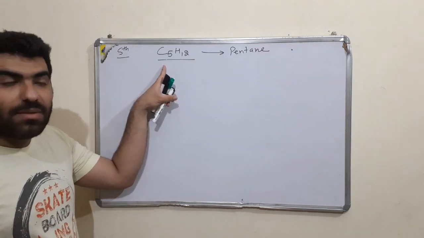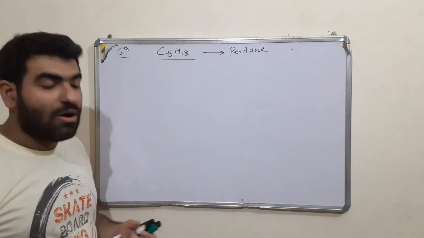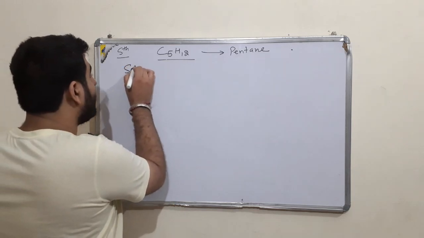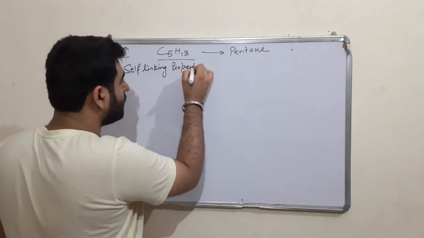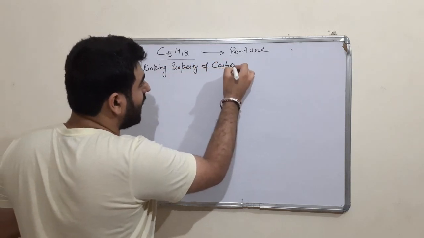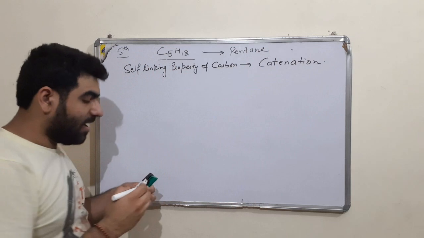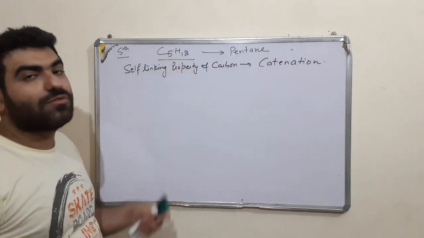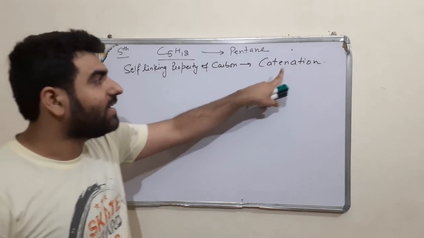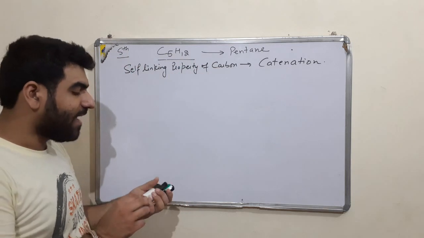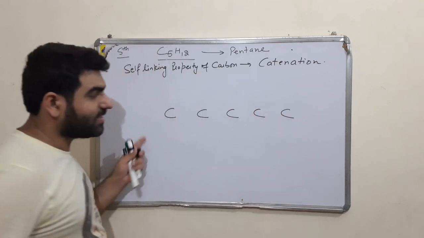Now, as we have discussed in the previous video, one bond is always there between two carbon compounds, which is known as the self-linking property of carbon, and that property is named catenation. Whenever carbon is bonded with any other element, it has to first bond with its own atom. That is the self-linking property of carbon, known as catenation. So there are C5. Let us just straight away make 5 carbon like this in a row.